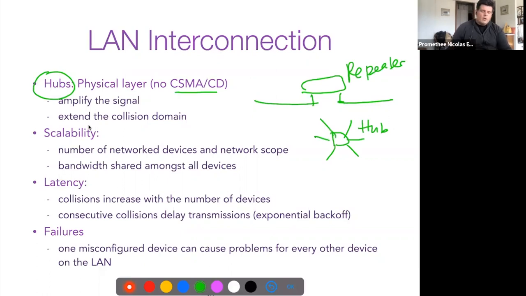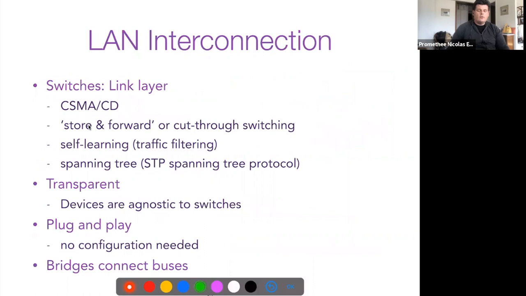Somehow that brings problems because it's not scalable: as you increase the number of devices or buses that you're connecting together, that's going to create a lot of collisions. More collisions mean you need to wait longer, so it's going to introduce a lot of latency. And what is more, if you have one device that is acting in a weird way, it's going to affect all the network.